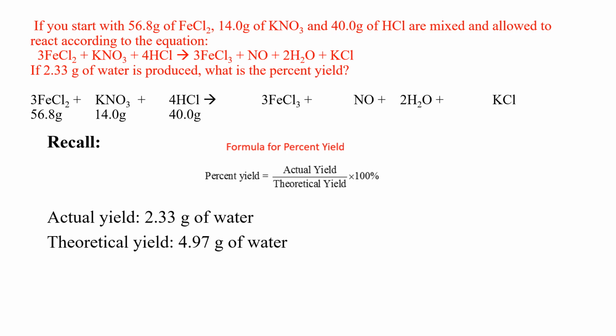So here it is. To clean it up, plug the numbers in, replace the actual yield with 2.33 grams, and the theoretical yield with 4.97 grams, divide the two numbers, multiply by 100, and that will give you 46.9%, which is the percent yield of water. So hopefully you have a pretty good understanding of how to find the limiting reagent in chemistry, and also how to find the percent yield given the amount of product produced in the lab, the actual yield.